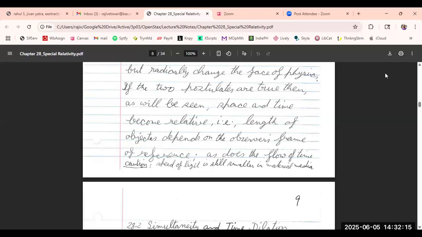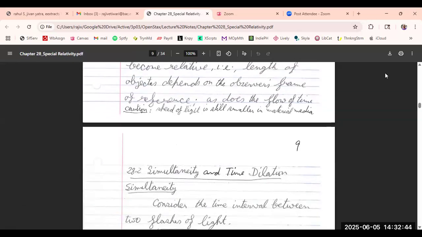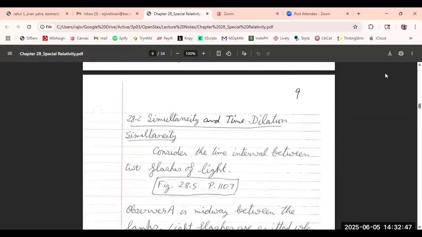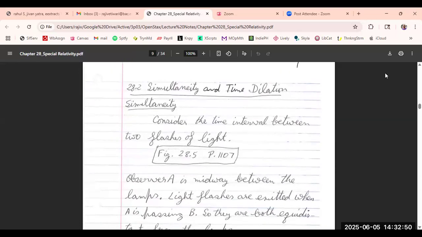However, when you get to special relativity, both of these entities, space and time, become relative, meaning the length of objects depends on the observer who's making that measurement, the frame of reference of the observer. Same thing for the flow of time. So that brings us to the idea of simultaneity and time dilation, which we will look at in the next video.